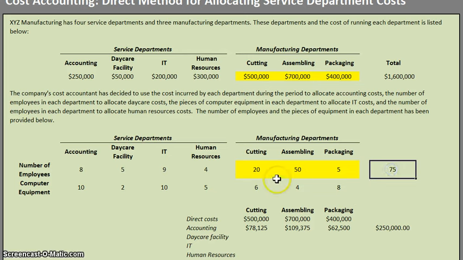So we have a total of 75. They're going to get 20 of the 75, 50 of the 75, 5 of the 75. It's like a ratio. Now, just to kind of show you a different method that your professor might use.